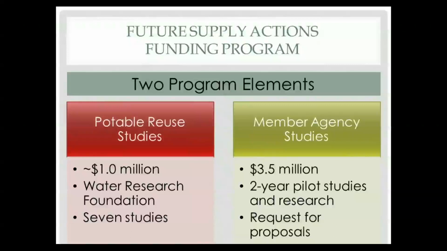What we're here to talk about today are the member agency studies. And so this is, again, a follow-up to the Foundational Actions Funding Program. It is for the member agencies, so all the proposals have to come from member agencies. This time around, we have $3.5 million to give out in grants. And the focus here, the sweet spot for this program, is short 2-year pilot studies and research that can be done in a relatively short amount of time, but are impactful and really move the ball forward on these local supplies. And we're here to talk about the request for proposals, what's required and what we're looking for, and also to answer your questions and get feedback as well.